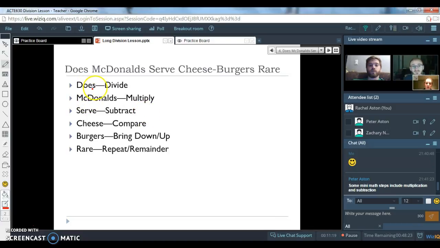So, does is going to remind us to divide. McDonald's is going to help us remember to multiply. Serve is going to help us remember to subtract. Cheese is going to help us to remember to compare, less than, greater than. Burgers will remind us to bring numbers down and bring numbers up if we're at the end. And rare will help us to remember to repeat. That's an infinity symbol that we use to know that we need to keep going.